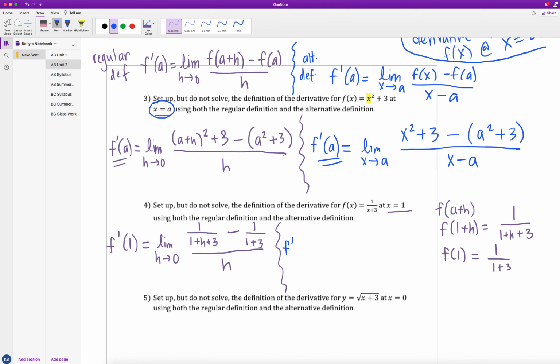Let's look at our alternative definition. Again, we're finding f prime of 1 since that's our a value. Why don't you guys pause the video and find that limit set up on your own first.